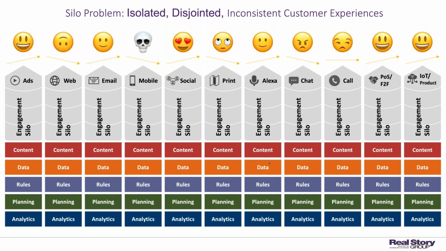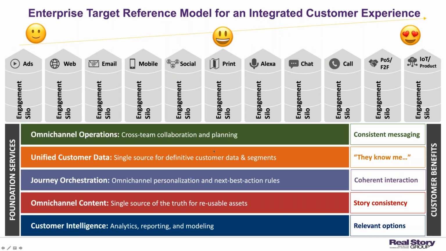And I think we've all been really experiencing that as we've been modernizing our engagement silos over the last 10 years, is that these kinds of horizontal integration patterns really aren't working very well in a world where every year we're adding new silos of engagement. And so the answer to this, we believe, is in foundation services, where you have omni-channel operations for cross-team collaboration and planning, and unified customer data, journey orchestration, omni-channel content, and of course a layer of customer intelligence underneath all of this. And you can see the services on the right.